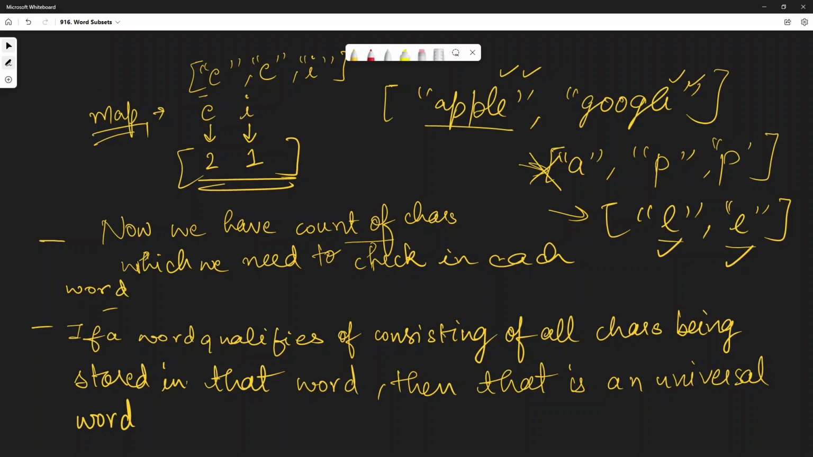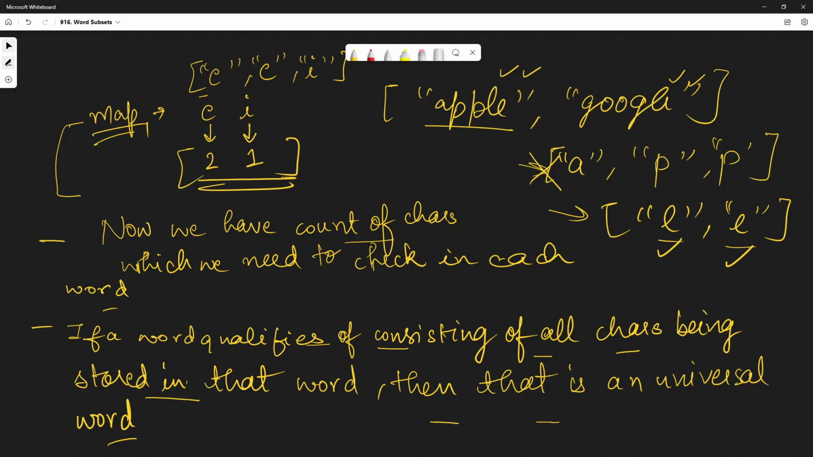That is the thing which we would be doing after this particular step. If a word qualifies, consisting of all the chars being stored, then it is a universal word. So this is a thing which we need to consider. Somehow you would now have partially got how we are required to code this question. To consider that it is a universal string, we are required to keep the count of each character which is occurring in the pattern first, right?